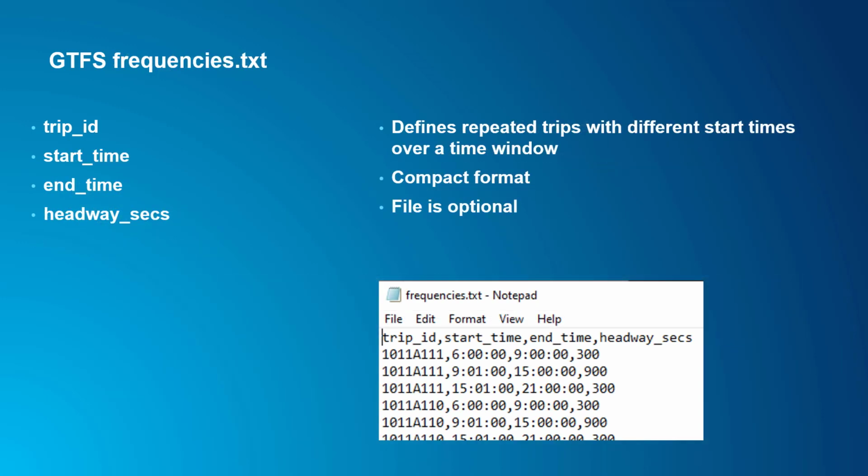The frequencies.txt file is a more compact way of defining stop times. It's used to define repeating trips with the same pattern, so stop sequence and travel time between stops are the same. The file just defines a time window when the service is valid and the headway between trips running with this pattern. This file is optional and it's used in conjunction with stop_times.txt.